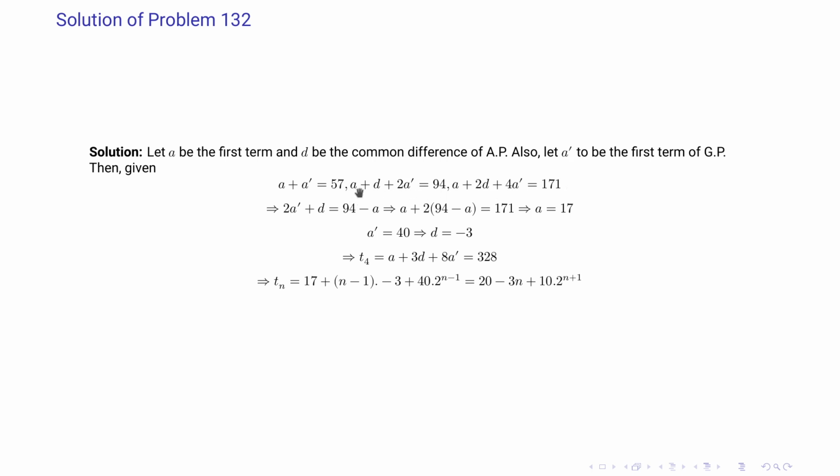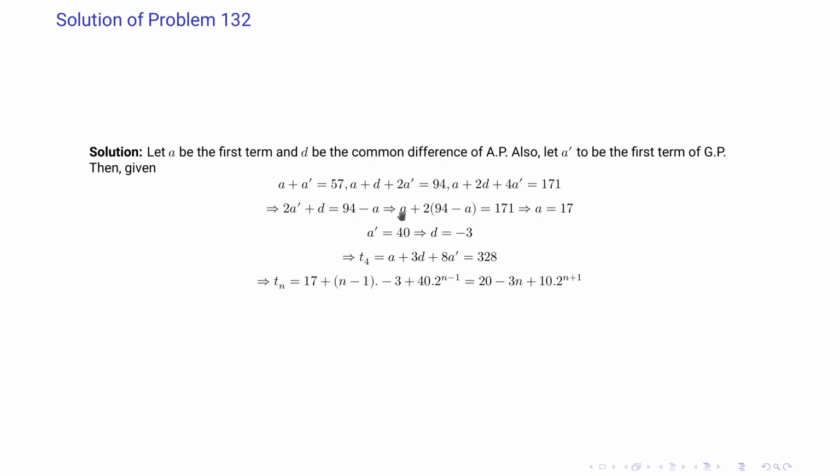Now from here we can write that 2A prime plus D is equal to 94 minus A. Okay, so then we take this and we substitute over here. So this is 4A prime plus 2D, which is twice of 2A prime plus D. So we can write that A plus 2 into (94 minus A), we take this value and substitute here, and twice of that is equal to 171. This gives us A is equal to 17.